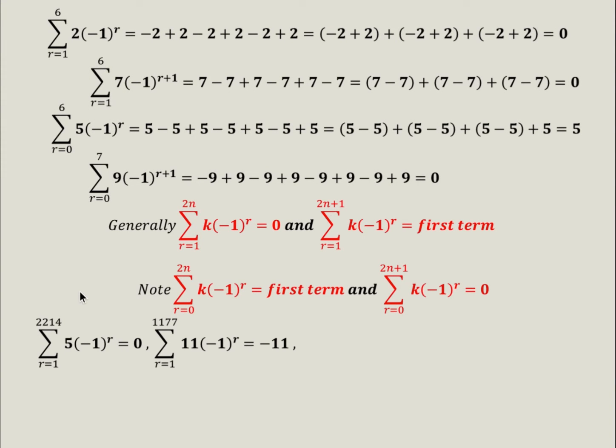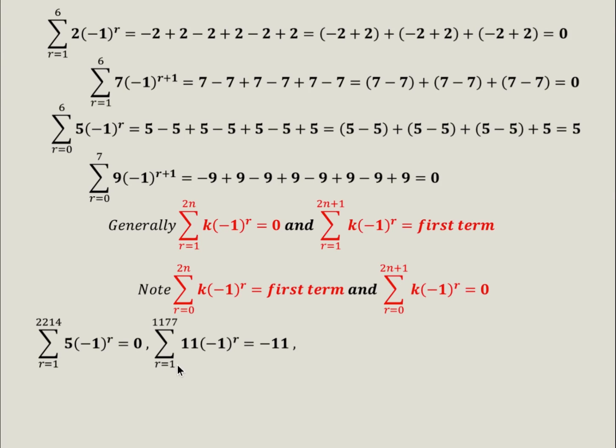And to conclude, we look at the example: summation from r equals 1 to 2214. Now, when the lower limit is 1, the upper limit directly gives you the number of terms. So we have the number of terms as 2214, which is an even number. So the value of this constant alternating series will be 0. Since there is an even number of terms, they would pair up and subtract to cancel out.